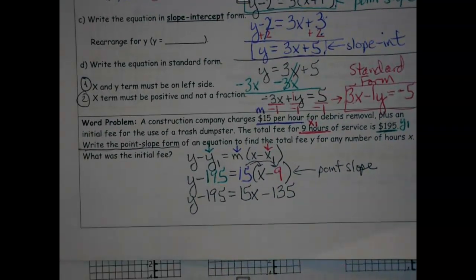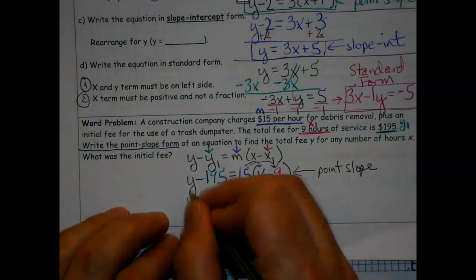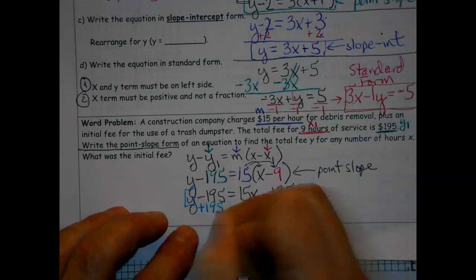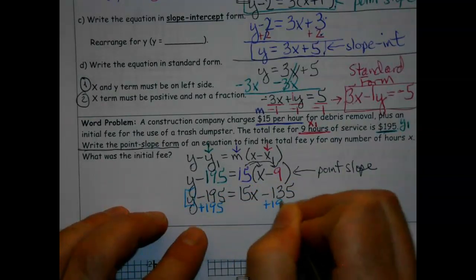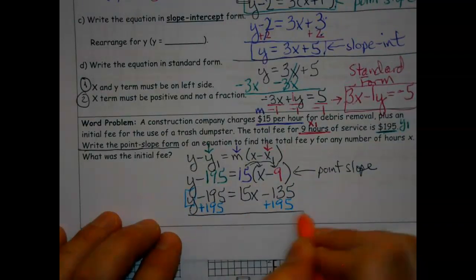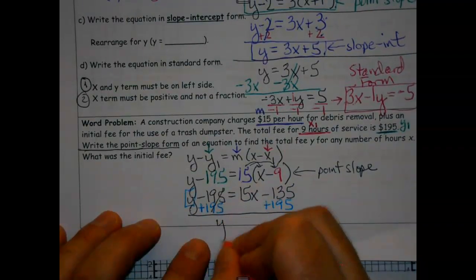Again, calculators are not bad things. So if I want to get into slope-intercept, I want to get y alone. Need y alone. I need to do the opposite of that, minus 195. And we're about done already.